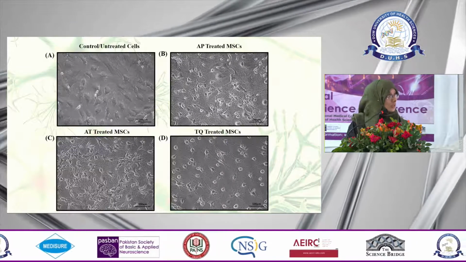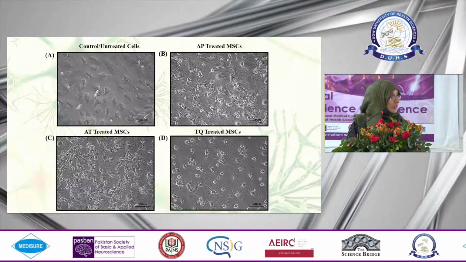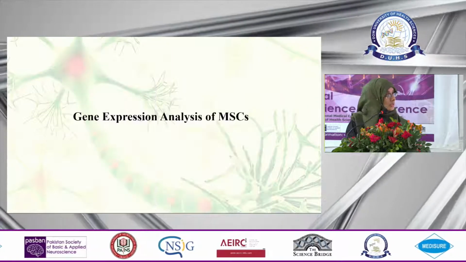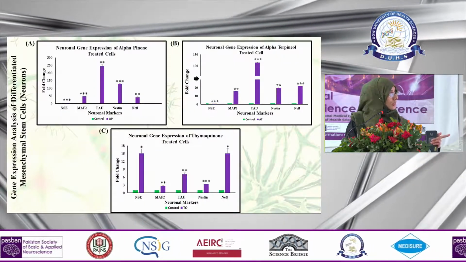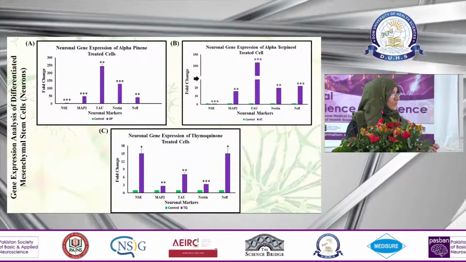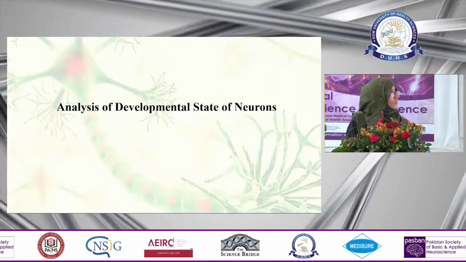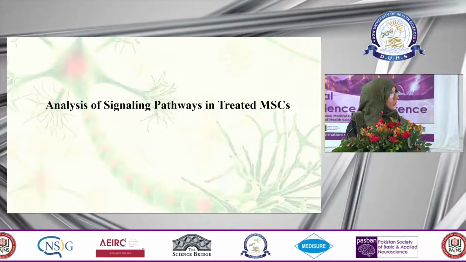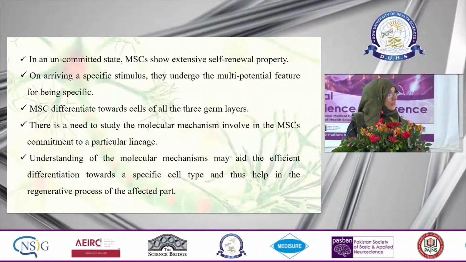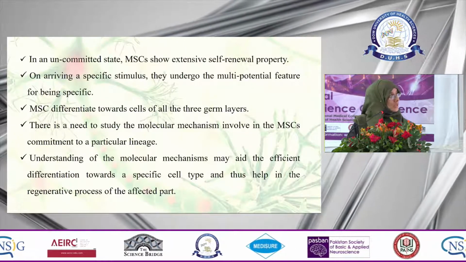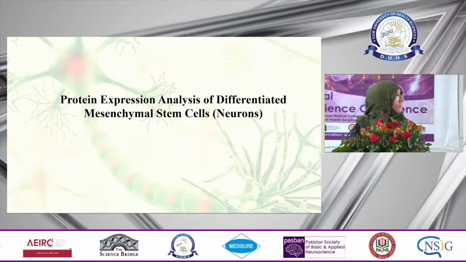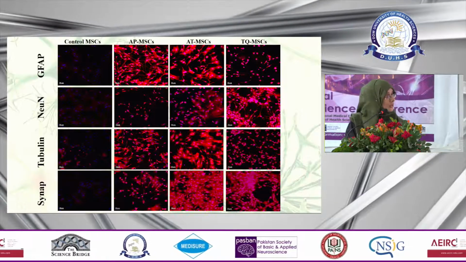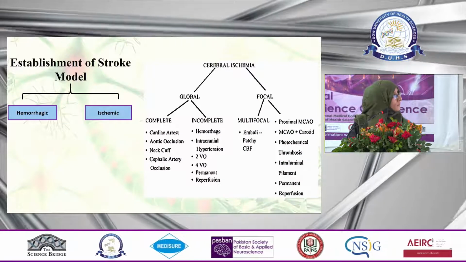And these are the results of neuronal differentiation. When we use the compounds on the stem cells, this helps to differentiate these cells into neuronal cells. Gene expression analysis indicates the proper differentiation of cells towards the neuronal lineage. And these are the different markers indicating the neuronal lineage. We also determine the signaling pathways that are responsible for the differentiation of MSCs towards neuronal cells. This is the protein expression analysis of the differentiated cells. The cells were positive for GFAP, NeuN, tubulin, and synaptophysin.